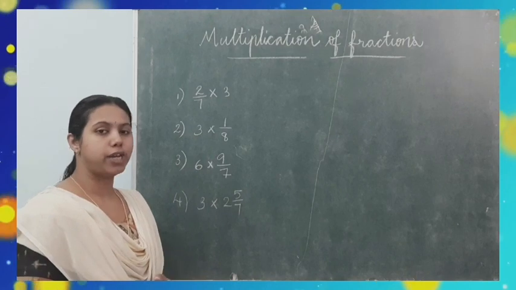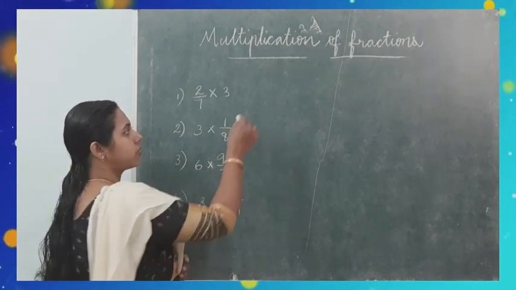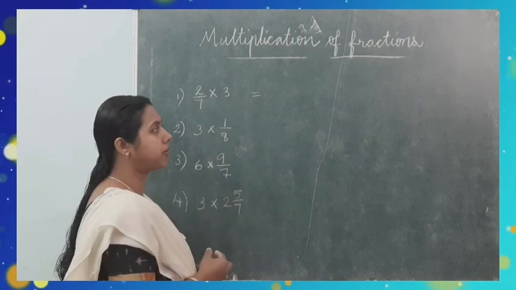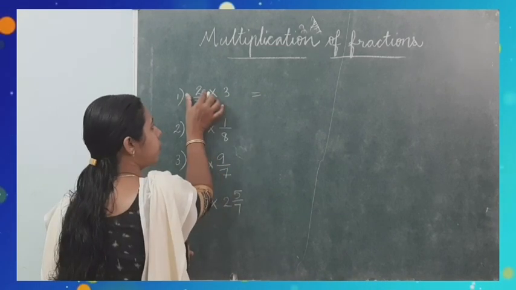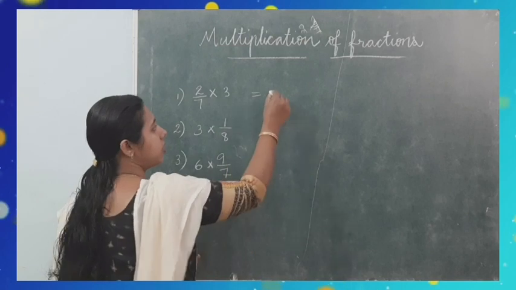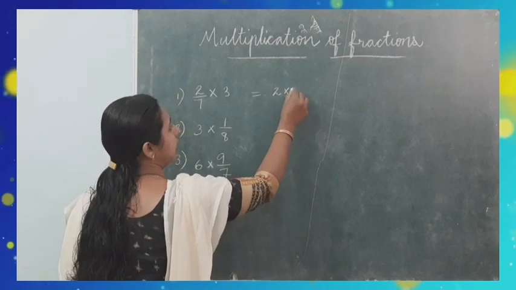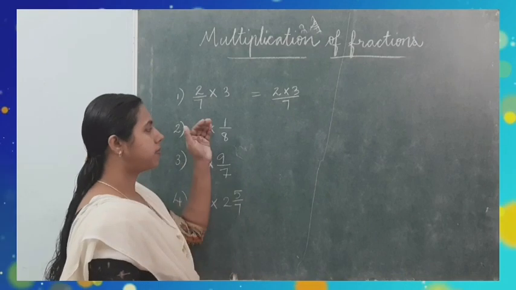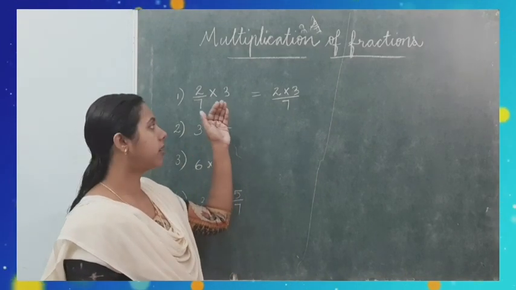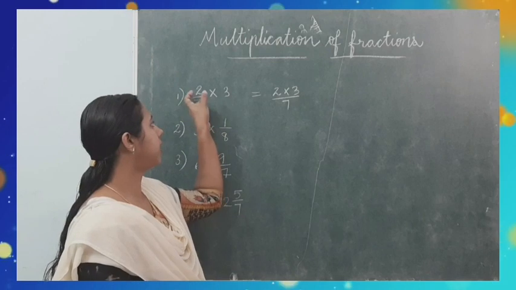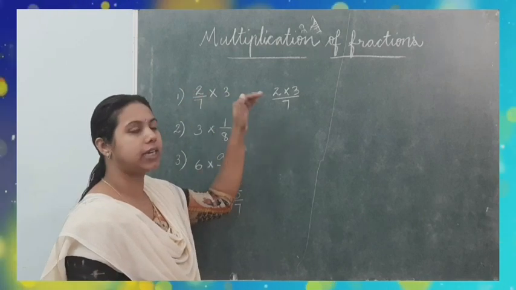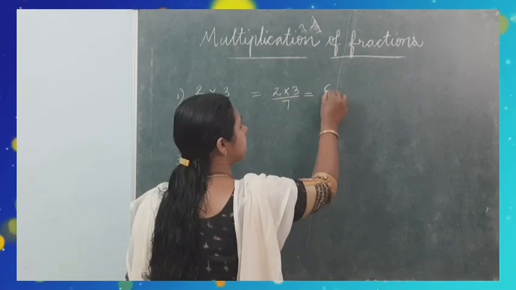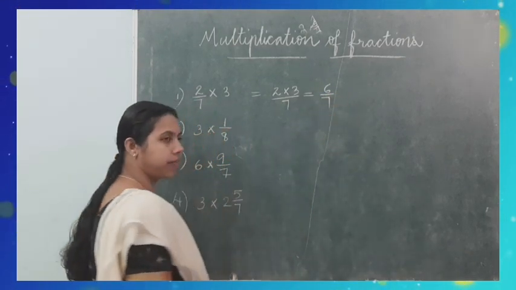2 by 7 into 3. Here, a fraction is multiplied by a whole number. First you multiply the numerator and the whole number, that is 2 into 3 divided by 7. When you are multiplying a fraction with a whole number, you just multiply the numerator and the whole number and keep the denominator same. So 2 into 3 is equal to 6 by 7.